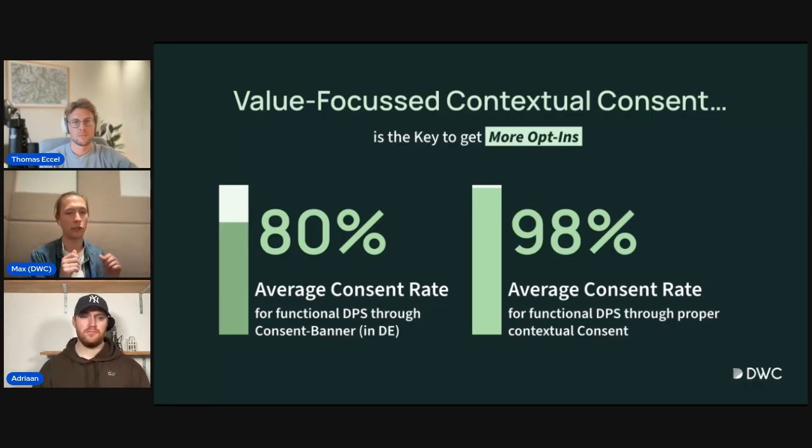For YouTube, we actually did a research with 20, 30 of our customers and compared their consent rate for functional DPS, meaning for services that you need to opt in for, but that will provide you some kind of value. The average was around 80%. And then we compared it with the consent rate through contextual consent, meaning that if we show a user the YouTube consent modal in a place where he already requested the video, around 98% then accepted the YouTube consent and allowed the video to be displayed.